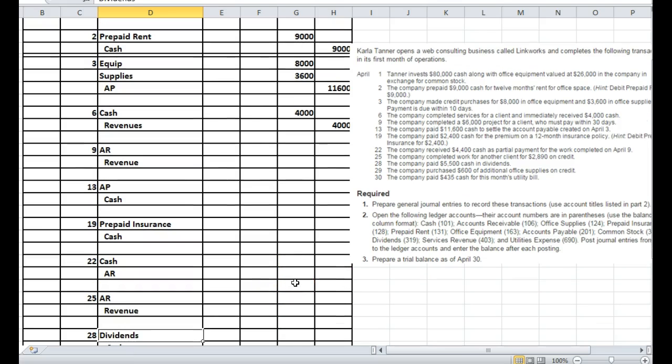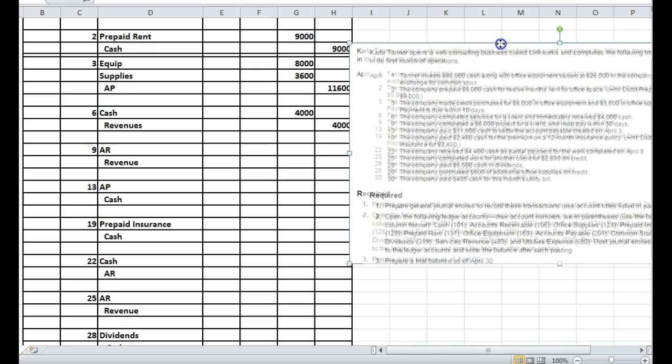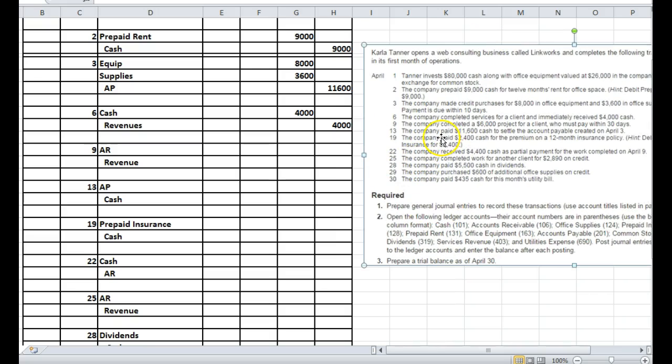So now we are on the 9th. If you look at the 9th, the company completed a $6,000 project for a client who must pay within 30 days. Well, it doesn't tell you this, but they charged it. So that would be an accounts payable, or an accounts receivable, I'm sorry. The client charged it. So that becomes an asset for you of $6,000 and a revenue because you provided services of $6,000.